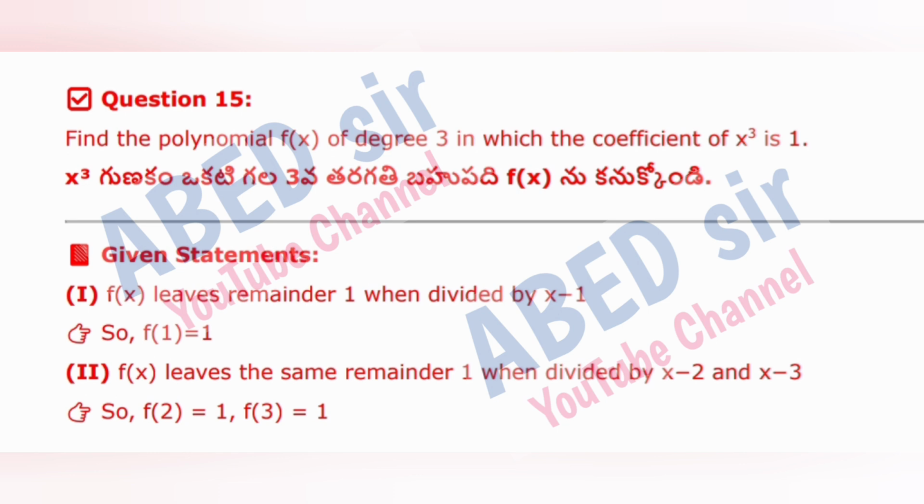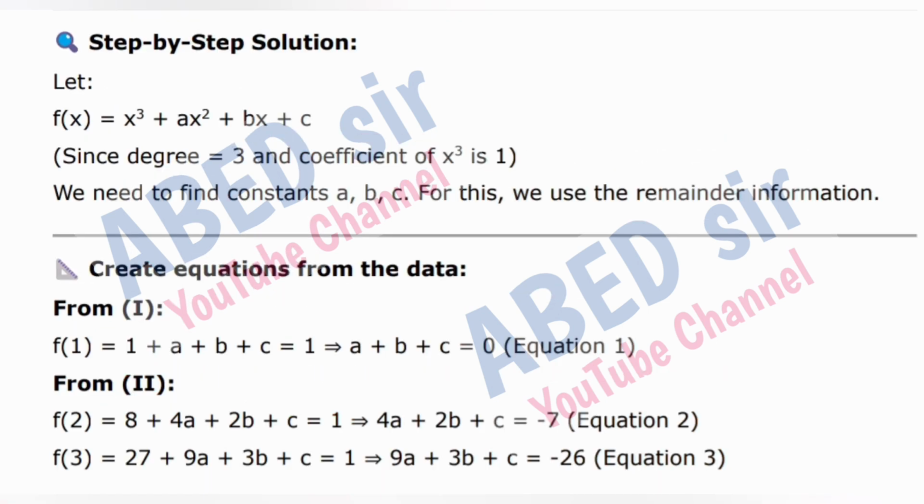So f(1) = 1. 2. f leaves the same remainder 1 when divided by x − 2 and x − 3. So f(2) = 1, f(3) = 1. Step-by-step solution. Let f(x) = x³ + ax² + bx + c. Since the degree is 3 and the coefficient of x³ is 1, we need to find constants a, b, c.